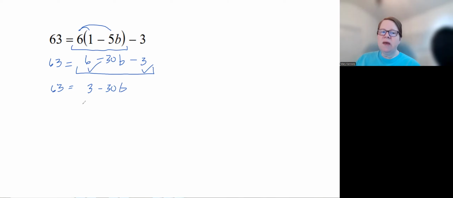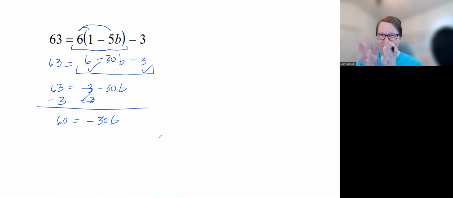And so what you want to do is make that a 0. So 3 minus 3 is 0. What would make 3 go away? What would make it 0 out or disappear, right? So then you can subtract 3 from both sides. 63 minus 3 is 60 equals, and then on the right side, all that's left is -30b. So getting it smaller and smaller.